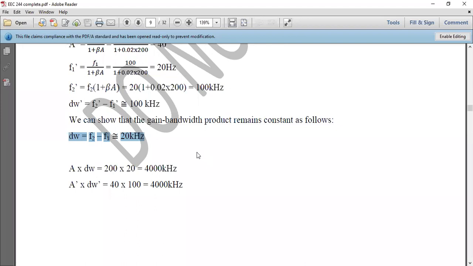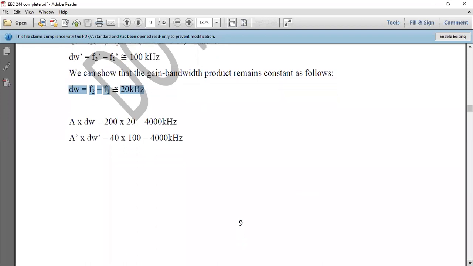And then we are able to calculate the system performance. The system performance includes the gain after feedback, the lower frequency after feedback, and the upper frequency after feedback, then the bandwidth after negative feedback. So you see that that is very interesting. ADW is equal to A prime DW prime, as we have here. So that is that. Now we move on to the next.